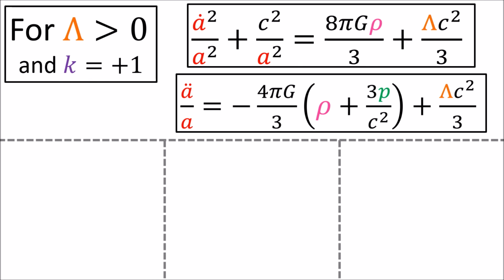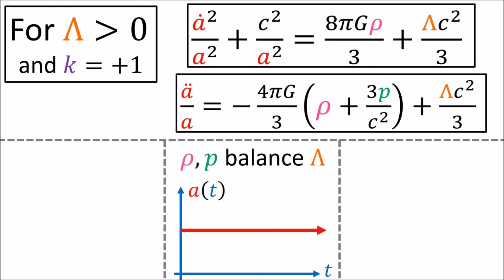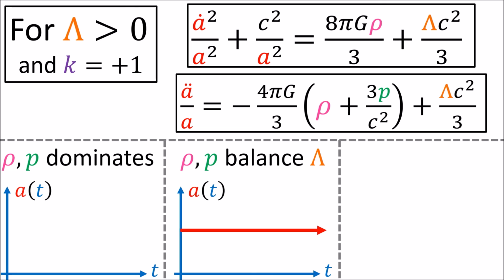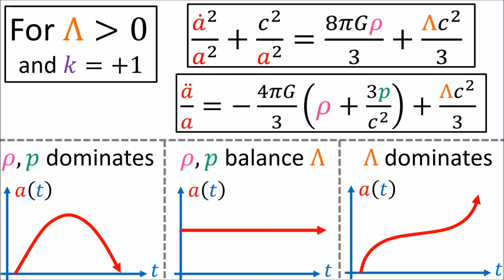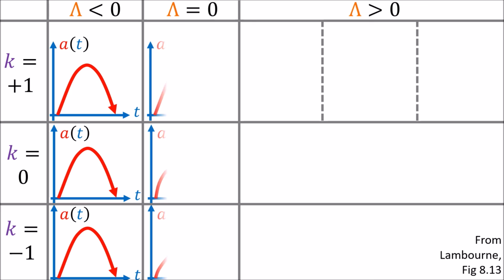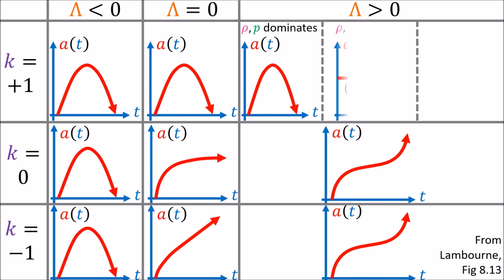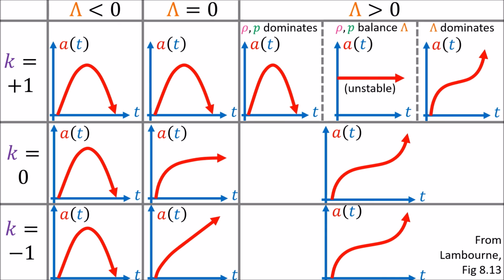We know for the Einstein static universe, the cosmological constant exactly balances with density, and we get a static universe that doesn't change over time. However, if density is just a bit larger, the universe will contract in a big crunch. But if the cosmological constant is a bit larger, we'll eventually get accelerated expansion off to infinity. A summary of all the universe evolutions for each combination of k and the cosmological constant are given here, based on a figure in Lambourne's textbook.